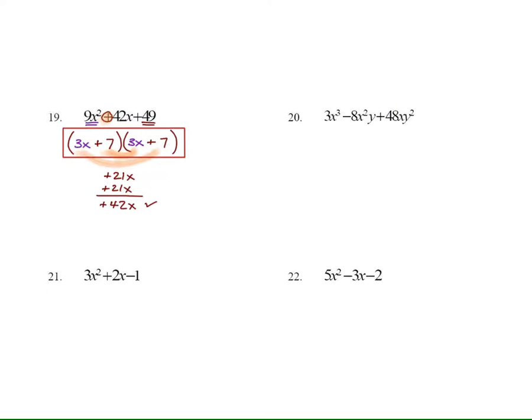Number 20, it's got a lot going on. You should hopefully notice there are two different variables. So the first thing I'm going to try is to take out a greatest common factor. 3, 8, and 48 don't have any numerical common factors, but each term has at least one x in it. So if I take an x out, what I'd have is 3x squared minus 8xy plus 48y squared.